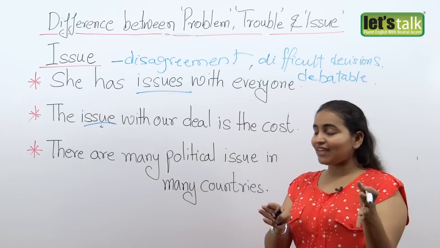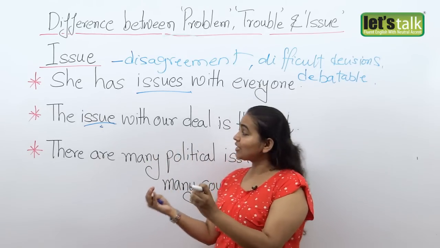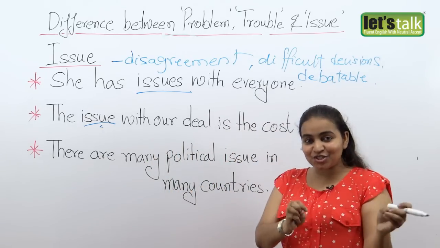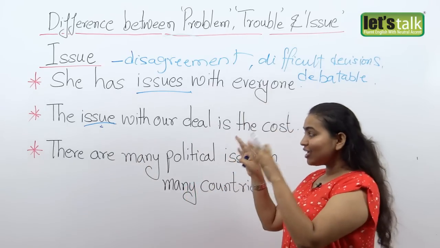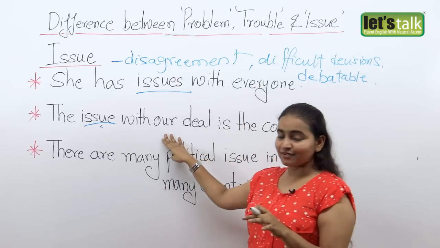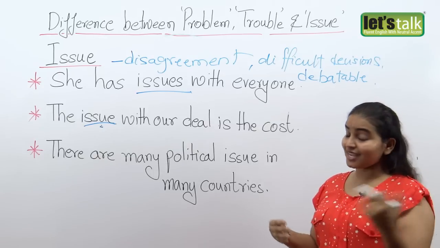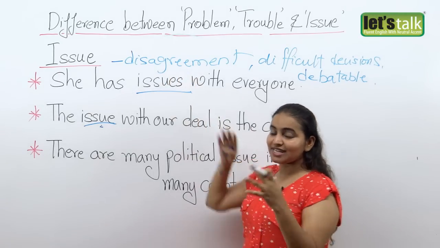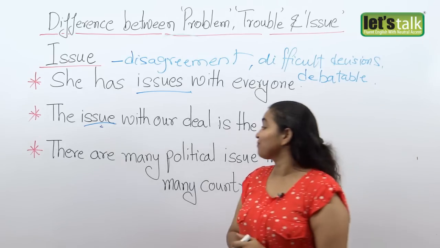But I also want to add that in this sentence you can use the word problem because sometimes an issue is a problem that can be solved. So an issue and a problem can be used both in this sentence. But mostly you use the word issue because, as I said, we're dealing with disagreements, we're dealing with possible debates, we're dealing with a bit of controversy.